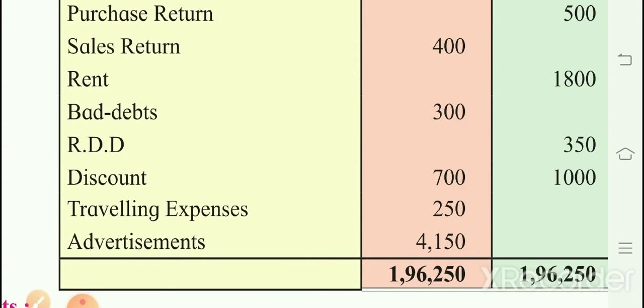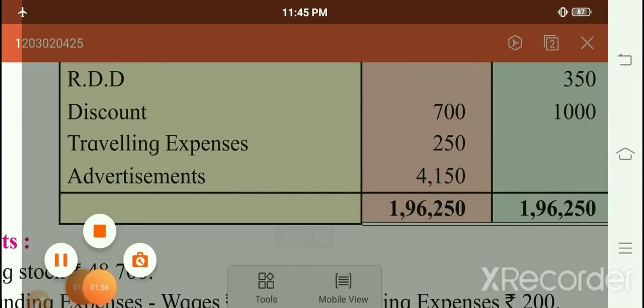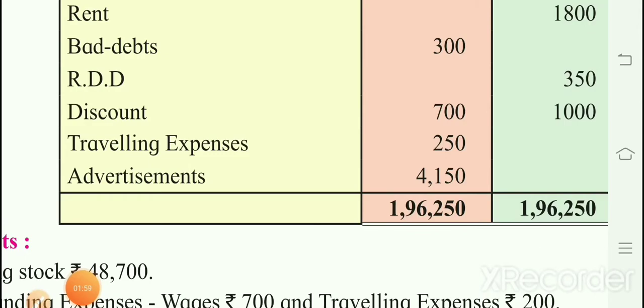Next item, traveling expenses. It will appear on debit side of profit and loss account by rupees 250. Next, advertisement by rupees 4150. It will appear on debit side of profit and loss account. By this way, we have seen the item posting.